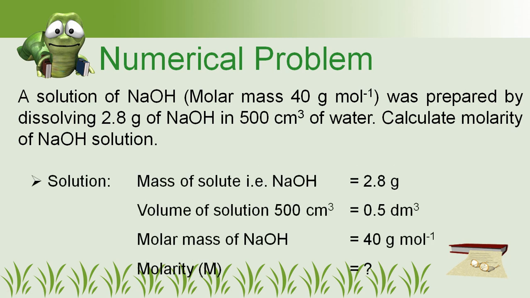Solution. We know the quantities. The mass of solute is given. What is the mass of solute? It is 2.8 gram. The volume of solution formed is 500 cm cube, which is equal to 0.5 dm cube, meaning decimeter cube. The molar mass of NaOH is also given: 40 gram per mole. We have to find out the quantity, that is the molarity M of the solution.